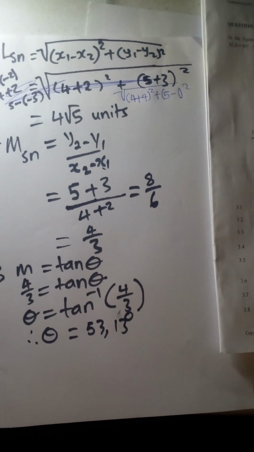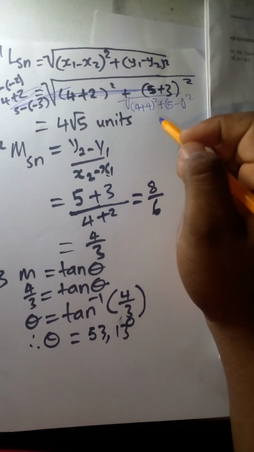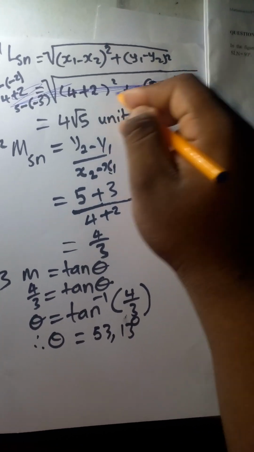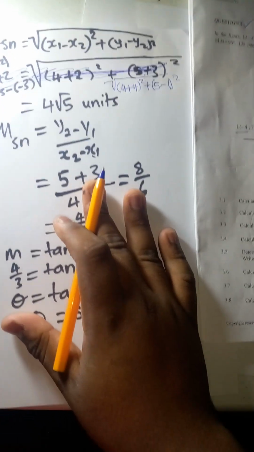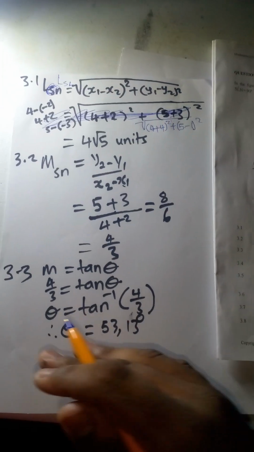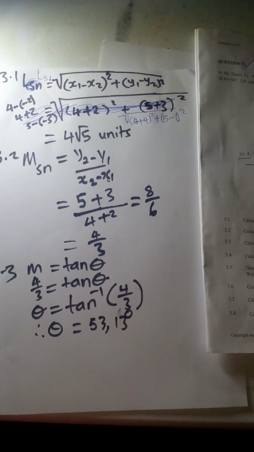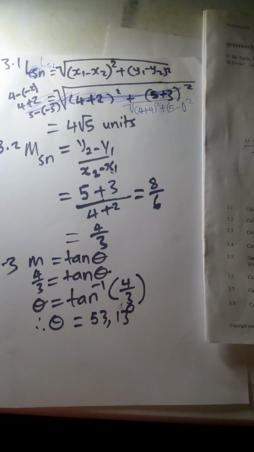So I made a mistake. So this was the small mistake. So SL, it must be what? 4 plus 4 squared plus 5 minus 1 squared. So I made a mistake. This is the length of SL. Okay, so that is the only mistake I made there. So now the length of SL, it is 4 root 5.